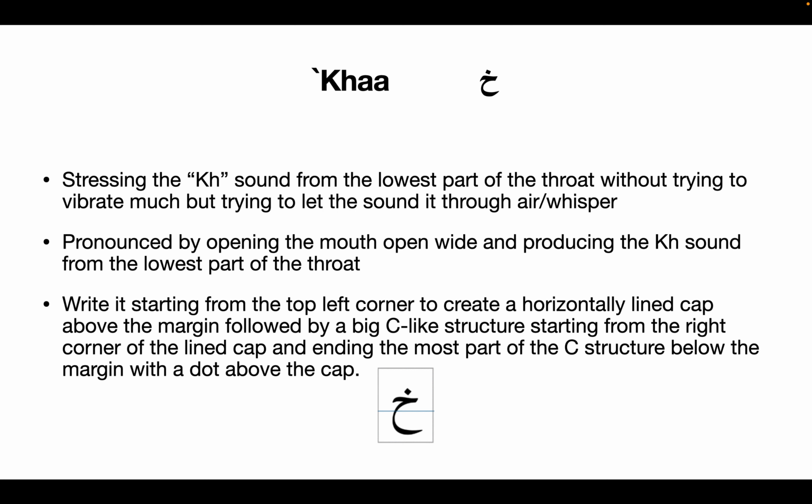And finally, Kha is produced from the lowest end of the throat, slightly stressing the sound KH, without vibrating the sound too much. But we should have a slight vibration, and we should also open our mouth wide and produce the sound KH with a slight emphasis from the lowest end of the throat, to produce the sound Kha, Kha, Kha.